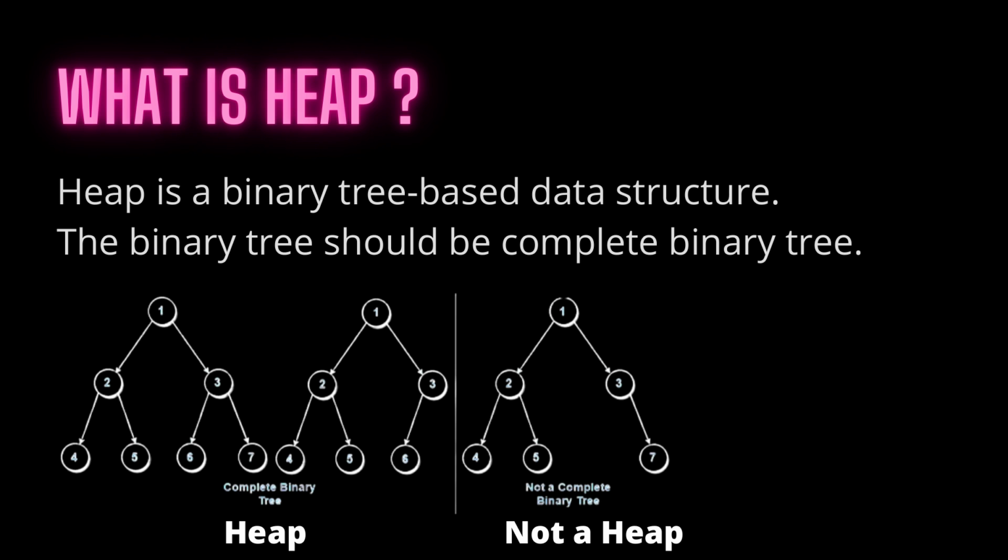Now, what is a complete binary tree? A complete binary tree is a binary tree in which all the levels are completely filled, except probably the lowest one, which is filled from the left. Now we have two tree images there. We can see the image on the left side is a heap.